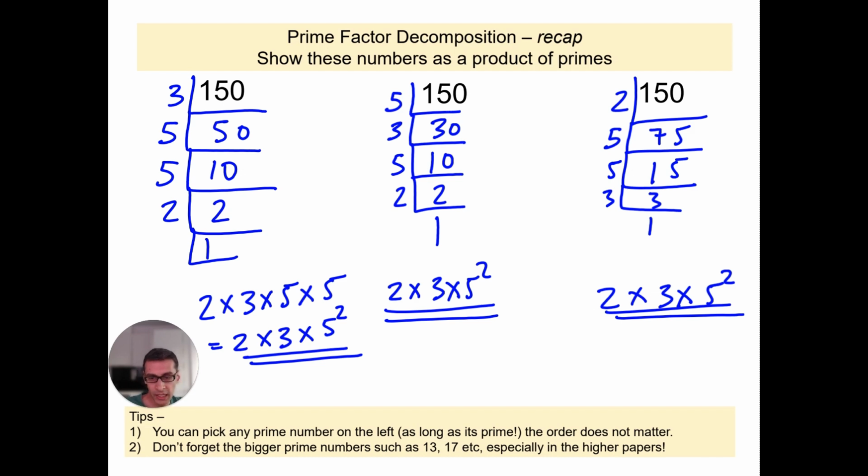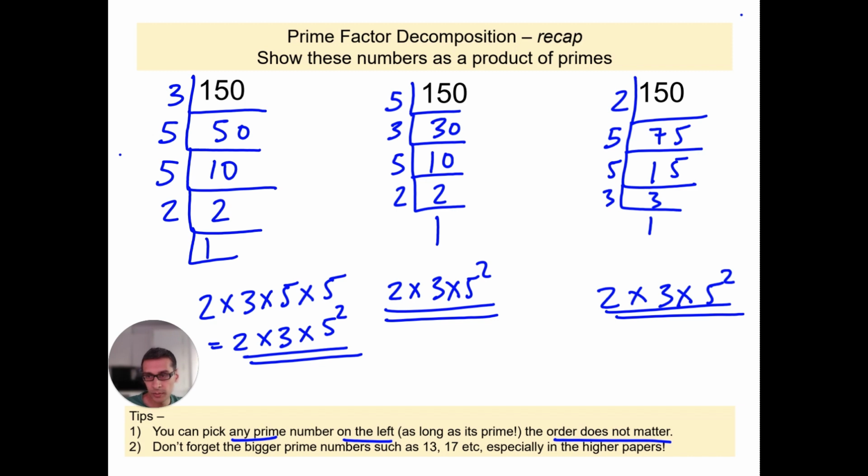So you can pick any prime number on the left as long as it's obviously a prime number. The order doesn't matter, so that's the big idea from this. And then just be aware that sometimes you get tricky questions where you might need to, for example, use 19. So it's just something to be aware of. Don't panic if you can't find a prime number. Just keep working through the list.